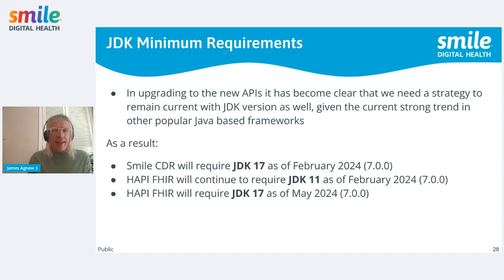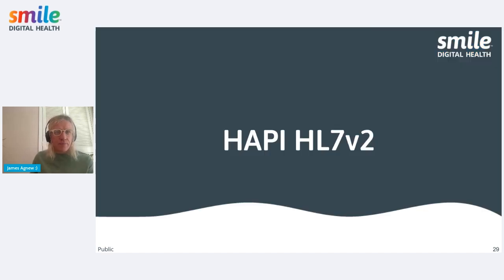And then as of May, actually that says 7.0, that should say 7.1. As of our 7.1 release of HAPI-FHIR, we will require a minimum of JDK 17 as well. So that change is coming to anyone who is using HAPI-FHIR.